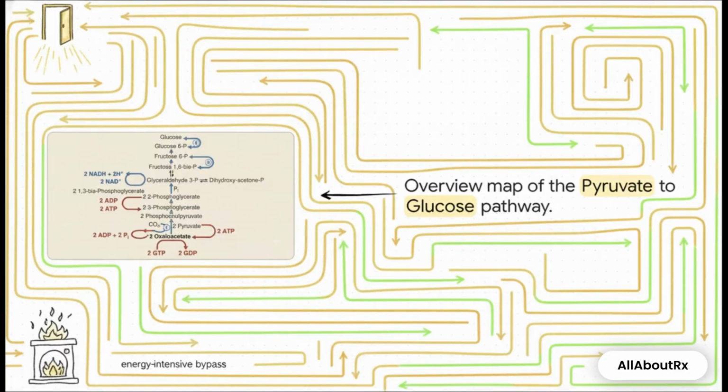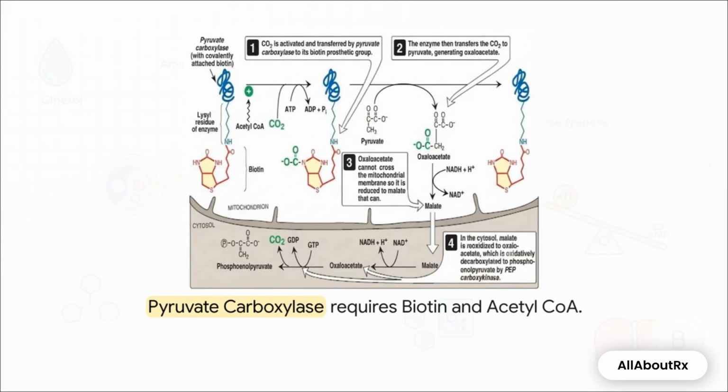When you look at the big picture pathway from pyruvate all the way up to glucose, the reversible reactions are a breeze. But we have to take distinct, pretty energy-intensive bypasses to maneuver through the rest of the maze. Let's walk through those turns. The very first critical bypass is the carboxylation of pyruvate to oxaloacetate, or OAA. This happens deep inside the mitochondria. The enzyme pyruvate carboxylase does the heavy lifting here.